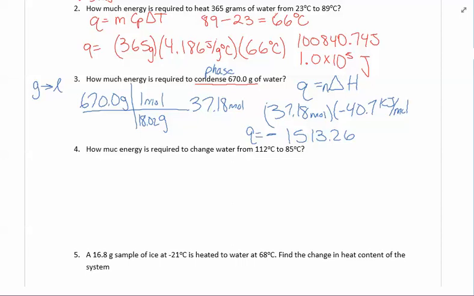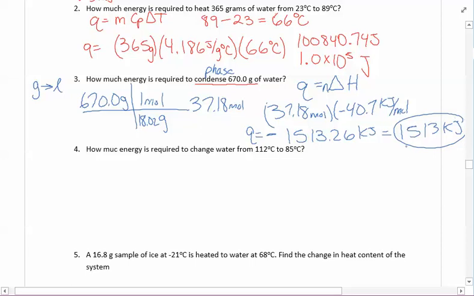So you end up with negative 1,513.26 kilojoules, which is a lot of energy that needs to be removed. You should round this to sig figs, either 3 or 4. I would probably do 1513 kilojoules here, but 1510 would also work as the correct answer.